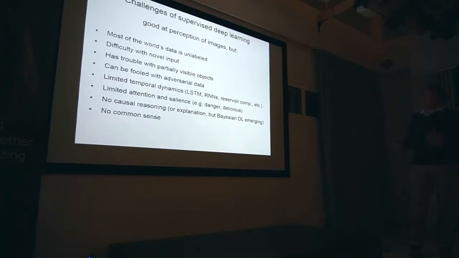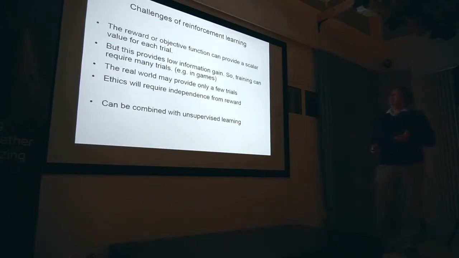So there are challenges in supervised deep learning. It's good at perception of images, but most of the data in the world is actually unlabeled, and it does have trouble with novel input. It has trouble with occluded objects. It can be fooled with adversarial data. The dynamics is quite limited compared to what human beings can do. And attention, you can do some attention processing by masking, but not like what we can do. And of course, there's no causal reasoning or common sense.